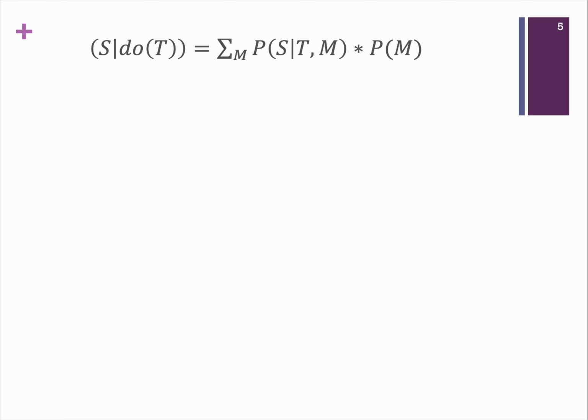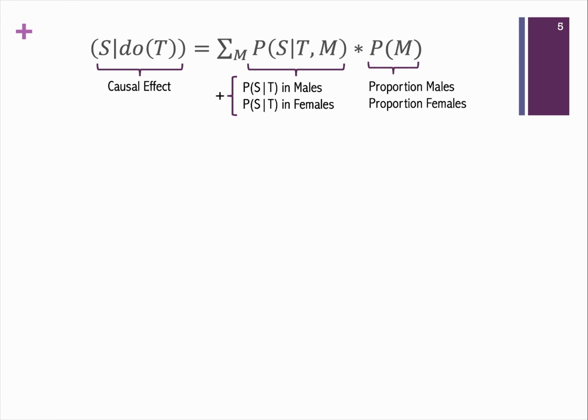The equation I just presented says that the effect of T on S can be derived as an average of the probabilities of success given treatment in the male and female populations, weighted by the size of those populations.